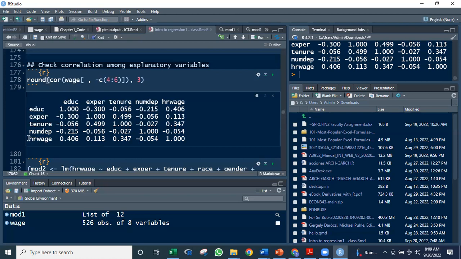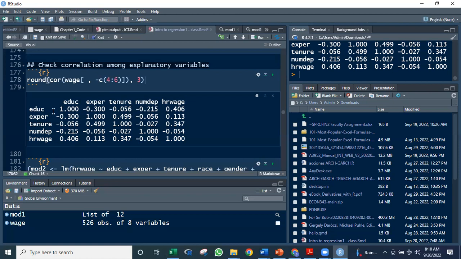We're interested in hourly wage, and we would like hourly wage to be highly correlated with the other variables. You can see here that hourly wage is not so much correlated to number of dependents. It's only 0.05. Its highest correlation is with education, 0.4, and its lowest is number of dependents. As regards the correlation between your dependent variable and your independent, or predictor, variables, we would like them to be very high.